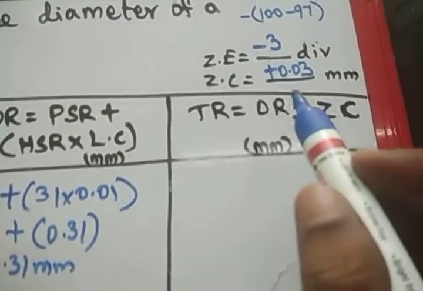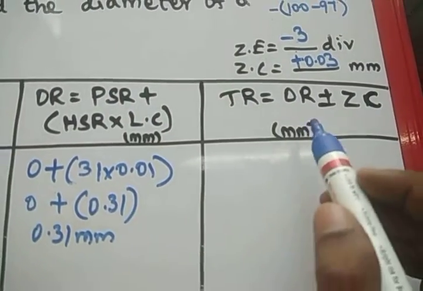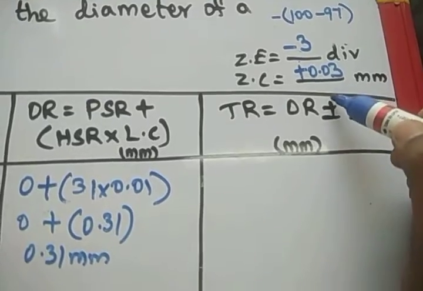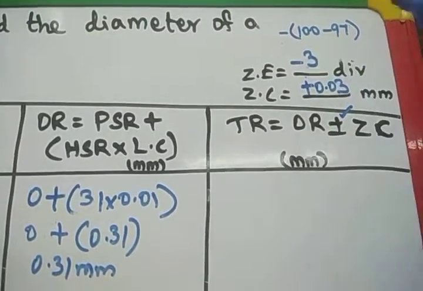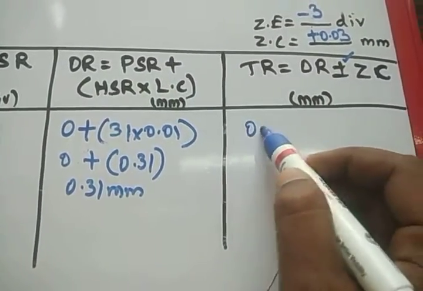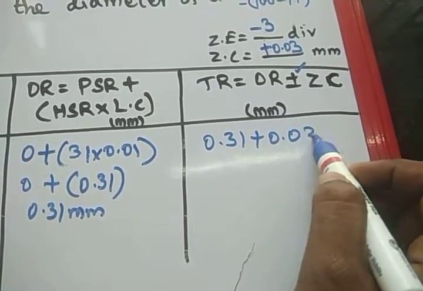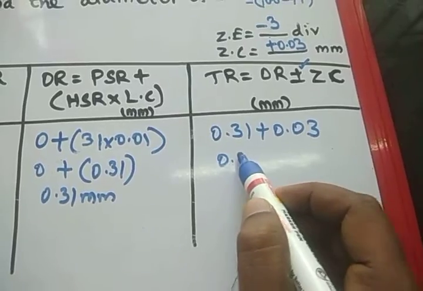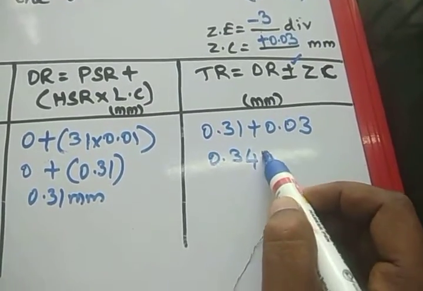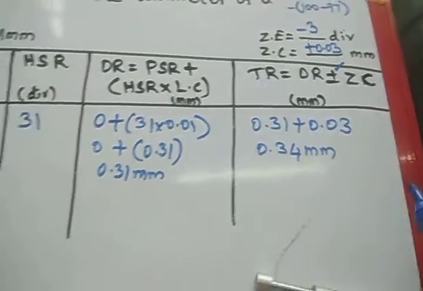So what is the zero correction? Is the zero correction plus or minus? Here we have to add only, because the error is a negative error. So 0.31 plus 0.03, the answer is 0.34 mm. So that is the final value.